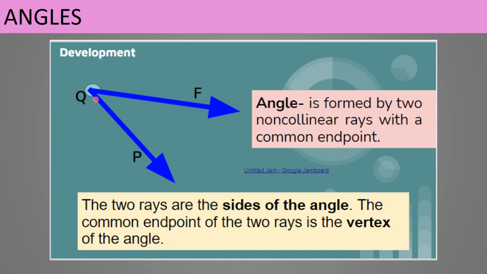So these are the two rays. We have here ray QP and ray QF. So these will be the sides of the angle. And the intersection of these two rays is what we call the vertex of the angle. So the vertex is point Q.